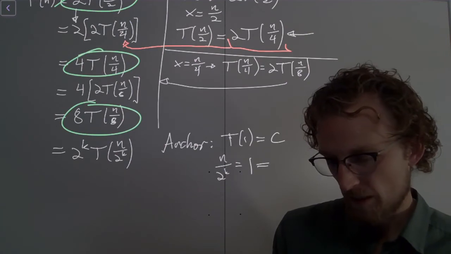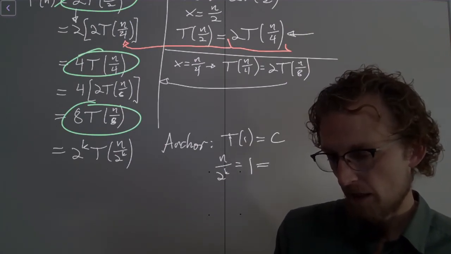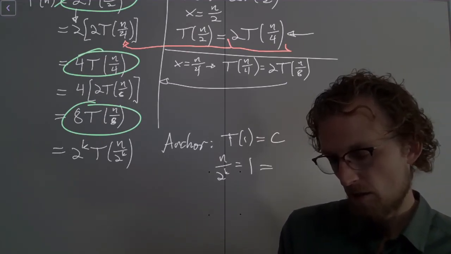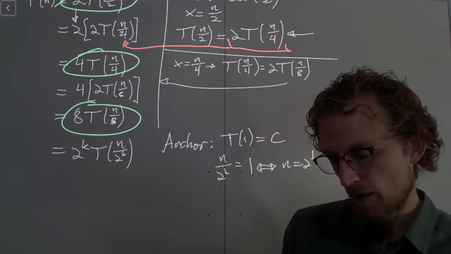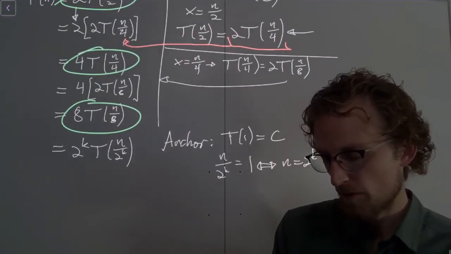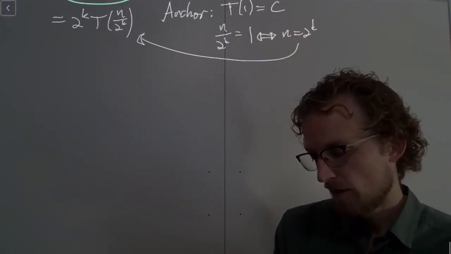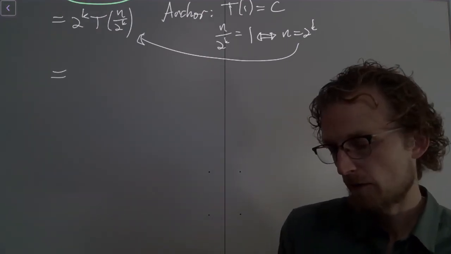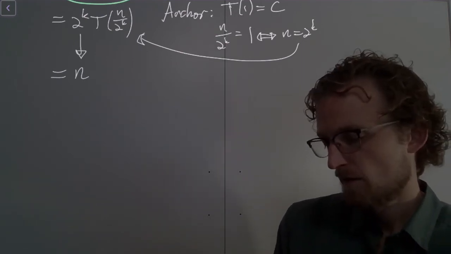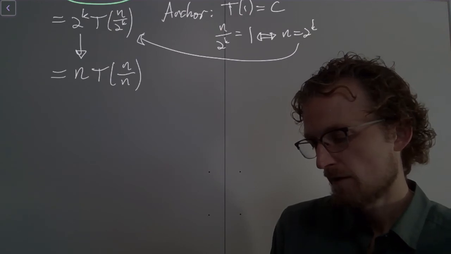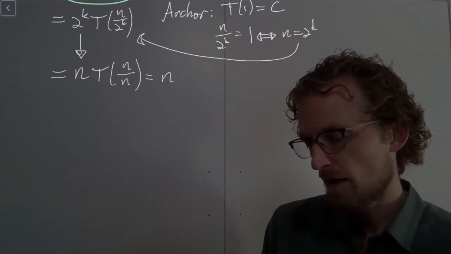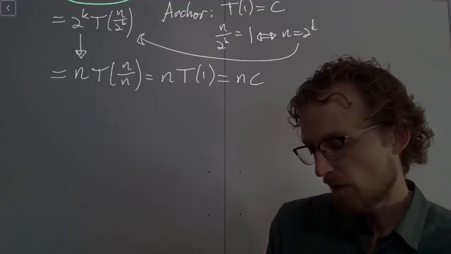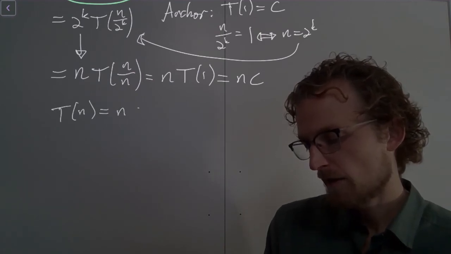Good. So what does this tell me? Anytime I see 2 to the k on the left side, I can just replace that with n. Let me make sure it's written as it should be: n equals 2 to the k. Now I can substitute this back in over here. 2 to the k is the same thing as n, so I replace that 2 to the k by n times t of n over n. And what is this? It's n times t of 1, which is equal to n times c. So in the end, t of n equals n times c.